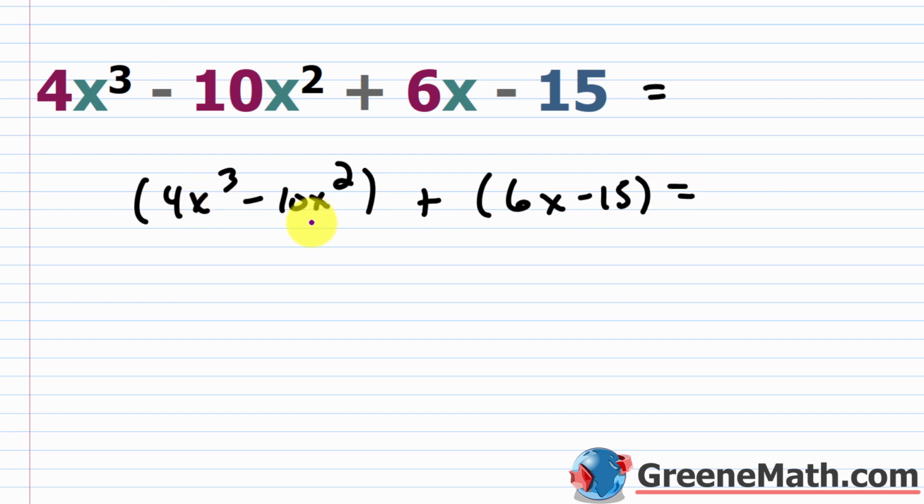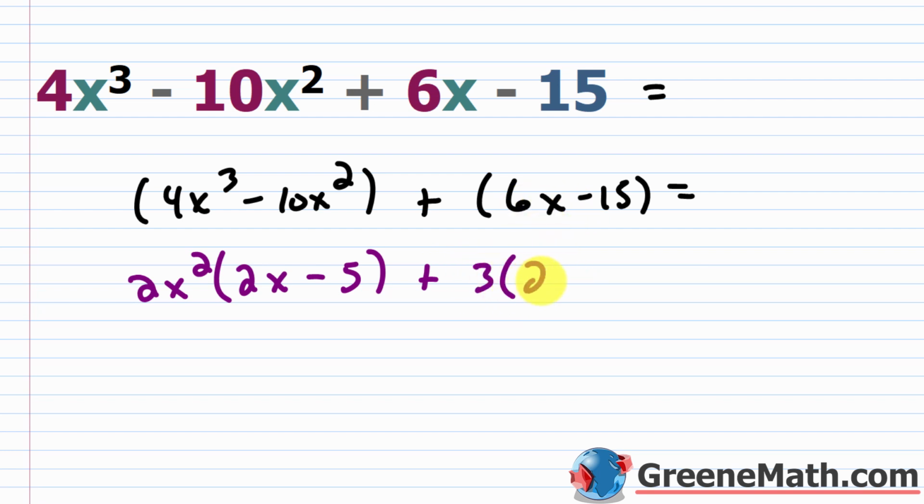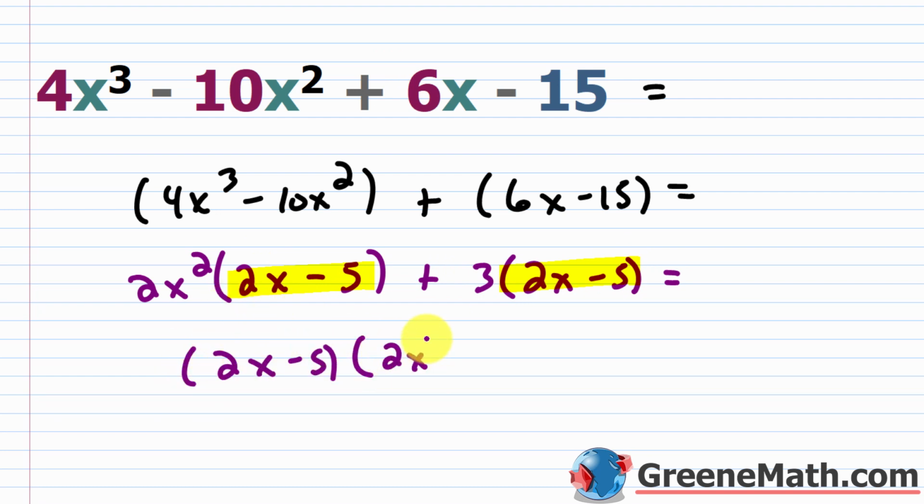And again, from the first group, what can I pull out? Well, I can pull out a 2x squared. So 2x squared. Inside, I'm going to have 2x and then minus your 5. And then plus, from this group right here, I can pull out a 3. So just a 3. And inside, this would be 2x and then minus 5. So again, I have my common binomial factor of 2x minus 5. If this is being pulled outside, you'll have your 2x minus 5 times the quantity 2x squared, that's going to be from here, then plus your 3, that's going to be from there. So again, check for additional factoring.